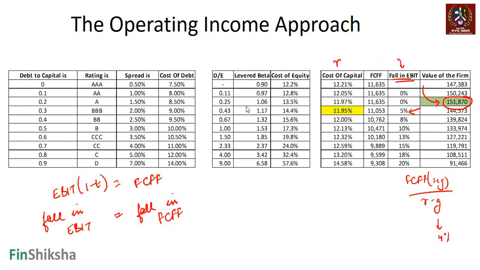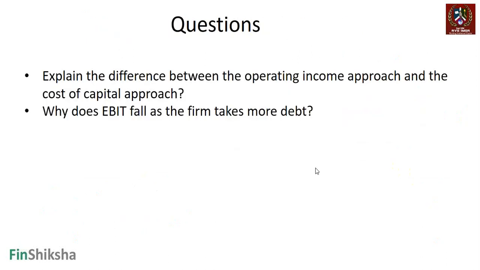So that's the operating income approach. That's what we have to discuss in this particular section. As we end this section, a couple of questions. Explain the difference between the operating income approach and the cost of capital approach. And why does the EBIT fall as the firm takes more debt?